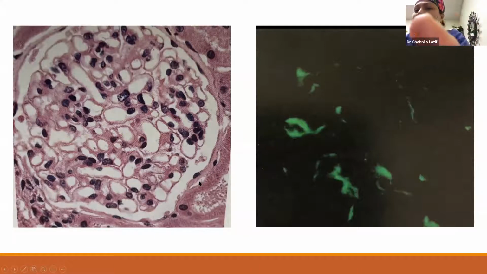So my first slide is a picture of class 1, which is a normal glomerulus on H&E slides. And the right side is immune complex deposits in the mesangium. These fluorescent green ones are the mesangial deposits. And almost all the time, these deposits are full house, meaning they are positive for IgA, IgG, IgM, C3, C1q, kappa, lambda.